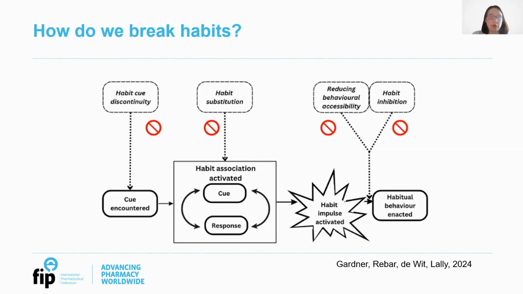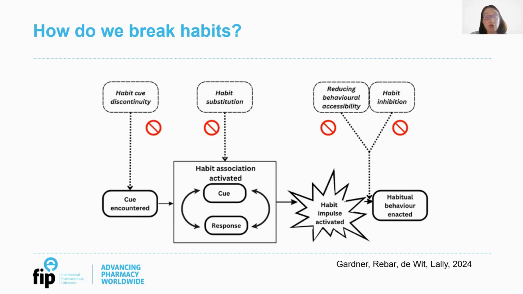Then once you know what the cue is, the easiest way to disrupt that is to avoid that cue. So this has been termed habit cue discontinuity, but that just means avoid the cue if you can. But it's often very difficult to avoid our cues. They're often things that are in our lives all the time, and that's not an option.